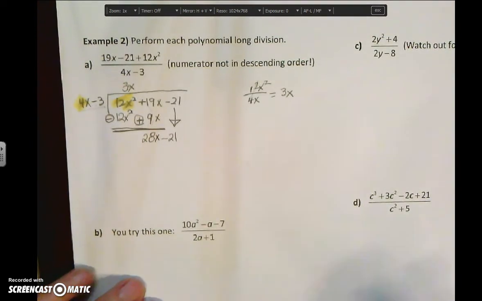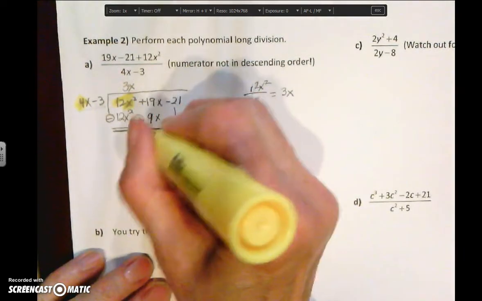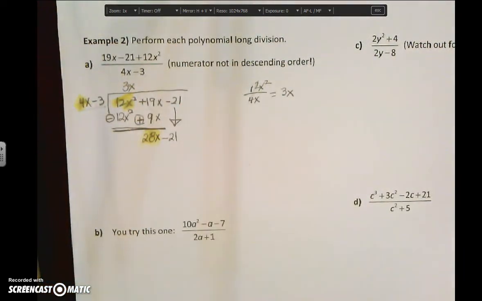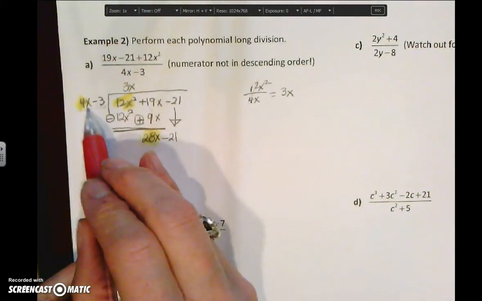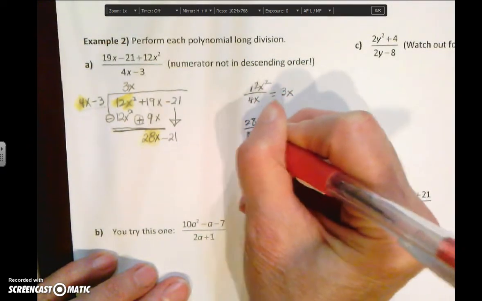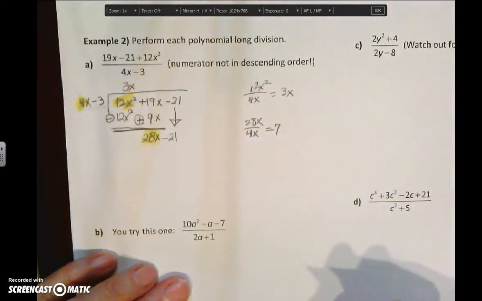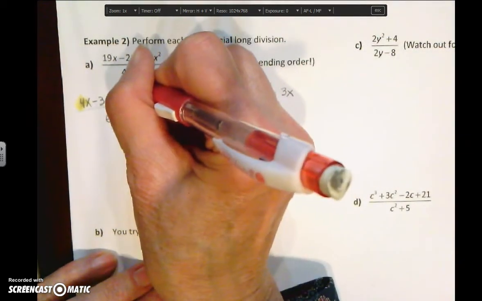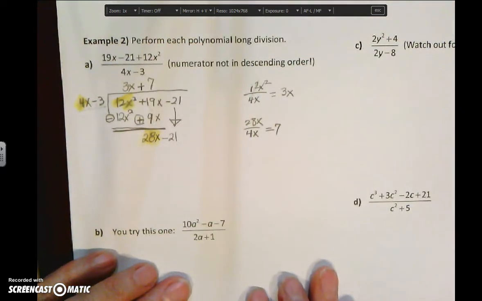All right, so now I'm ready to divide again, and I'm going to take the first term in that remainder, which is right there at 28x. So I'm going to take this 28x and divide it by 4x. So 28x divided by 4x, x's cancel, and that gives me 7. So in my quotient, I'm going to write plus 7, the answer I just got.